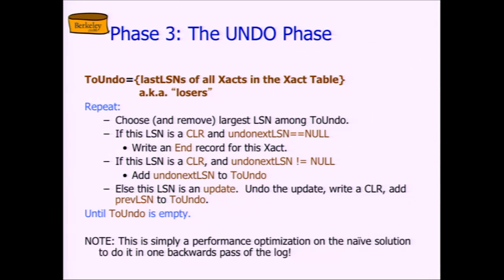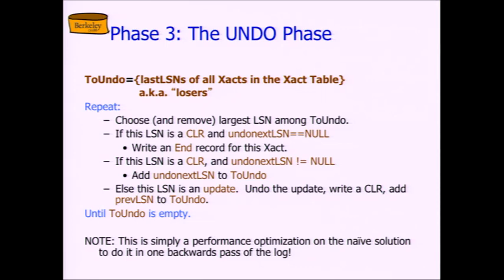If this LSN is a CLR and its undoNextLSN is not null, then the next thing we have to do after this is the undoNextLSN, right? So this thing already got undone. We have a CLR for it, so we don't have to do anything. We just have to remember that the next thing to undo is the undoNextLSN of this record, and we add it to toUndo. You good? Those are the weird ones.